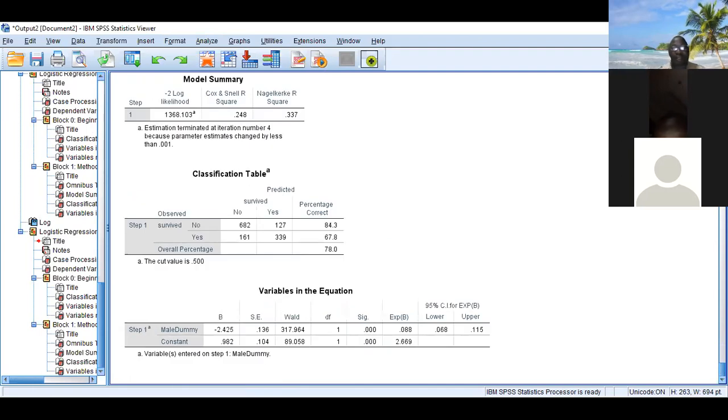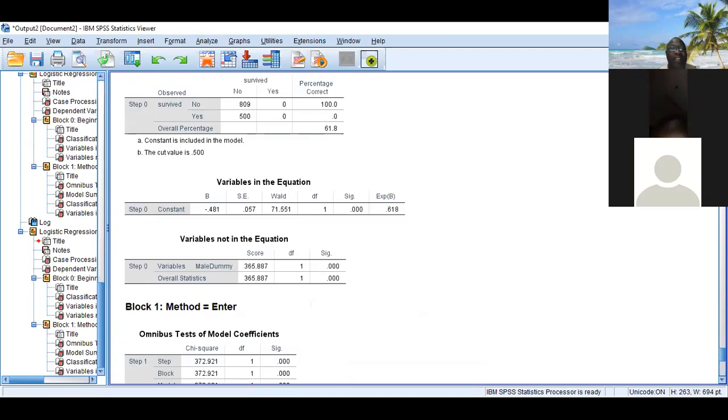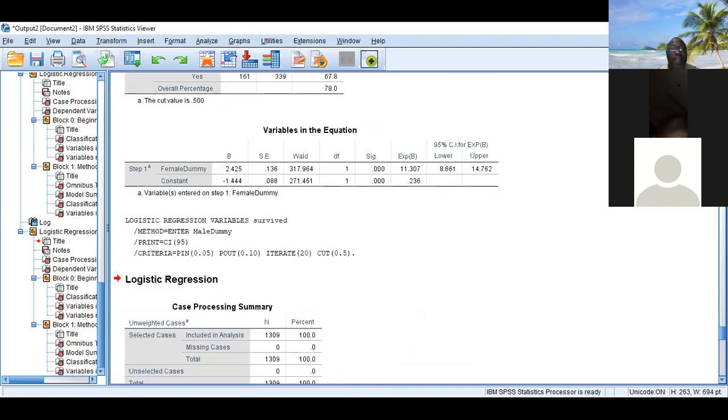Can you see? The odds ratio is 0.088. Now look at every other thing. Look at this, minus 2.425. For the male dummy, it's going to be plus 2.425. Look at the male dummy here. But for the female, 2.425 is positive because they are more likely to survive. So the regression coefficient is positive. It's the same regression coefficient.